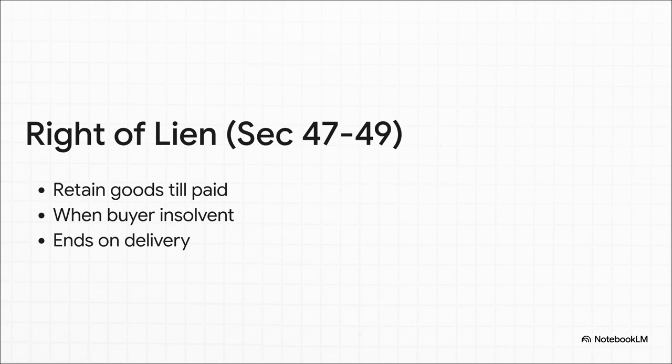The very moment the seller delivers those goods to a carrier for transmission to the buyer, without reserving the right of disposal, that lien is destroyed. If the seller explicitly waives his right, the lien is gone. If the buyer lawfully obtains possession, the lien is terminated. No possession, no lien. It really is that simple, so make that extremely clear in your answer.